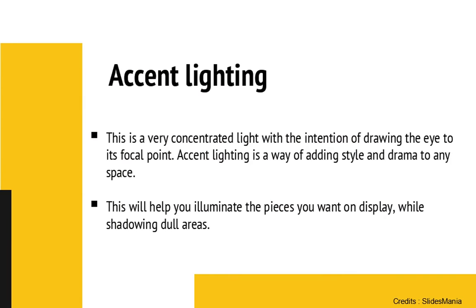The third type of lighting is accent lighting. This is a very concentrated light with the intention of drawing the eye to its focal point. Accent lighting is a way of adding style and drama to any space. This will help you illuminate the pieces you want on display while shadowing dull areas.